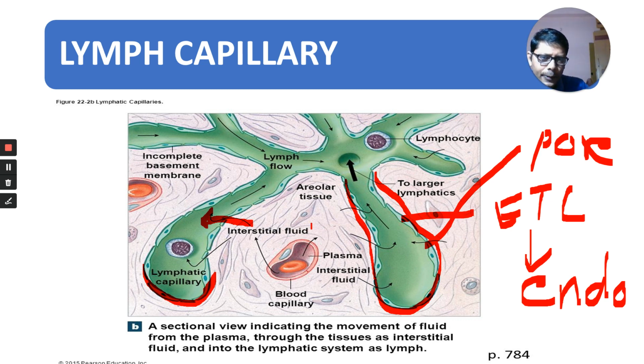When you are on a road, you are one of the persons in the society. Once you enter into a school with the uniform, you are a student of that class, a part of that school. Like that, as long as it is extracellular fluid in the interstitial spaces, it is called interstitial fluid.